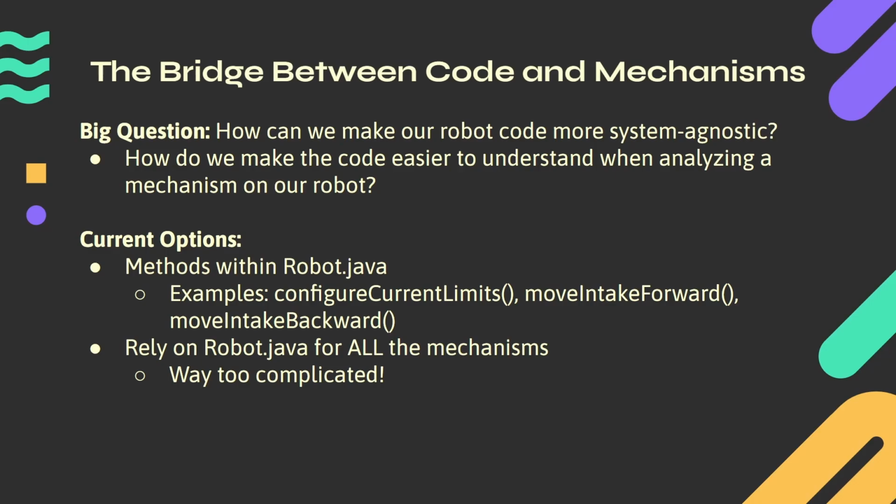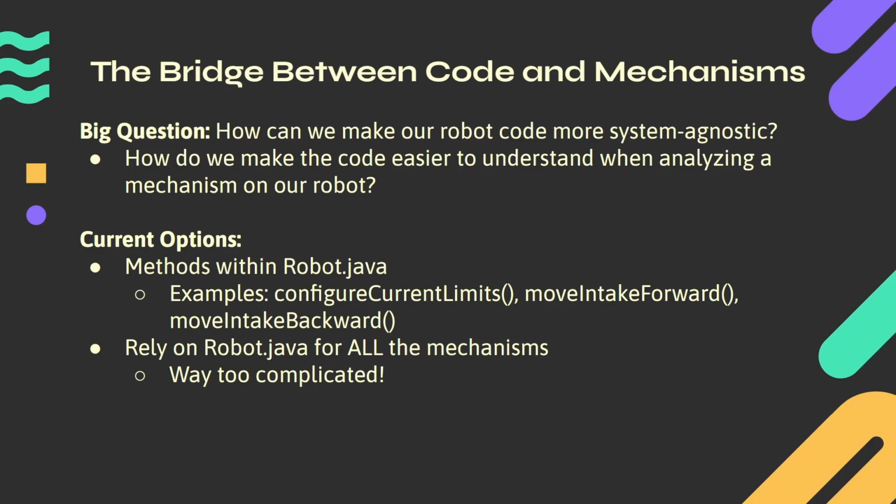Because you're working on a team, the code doesn't just belong to you, it belongs to your team. So how do we make it so that everything is more relative to your system and makes sense when analyzing it at a system level? We've used two options so far. The first is some methods within Robot.java. We introduced configuring the current limits, and we could also have a method that says move intake forward or move intake backward. Those are some options we can explore.